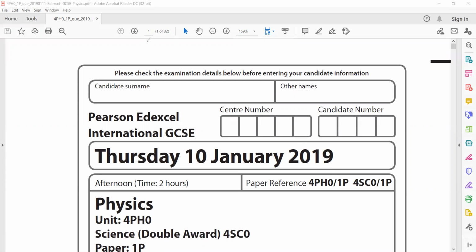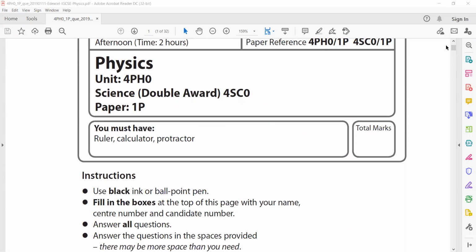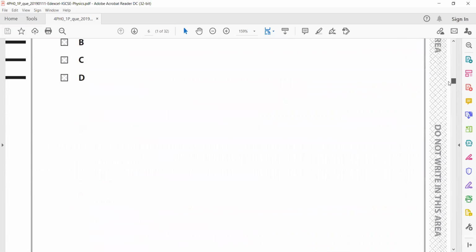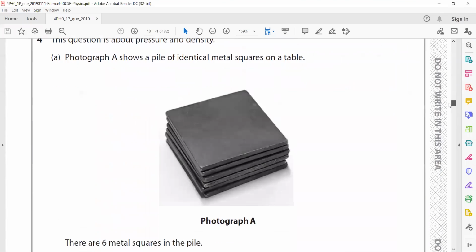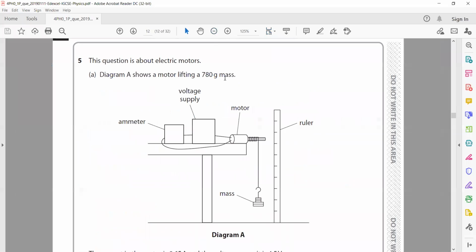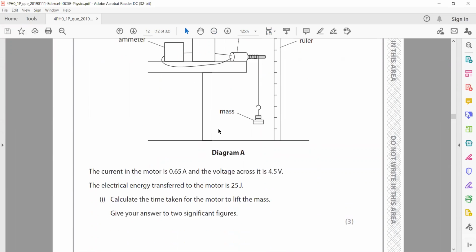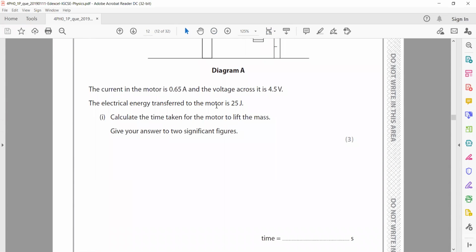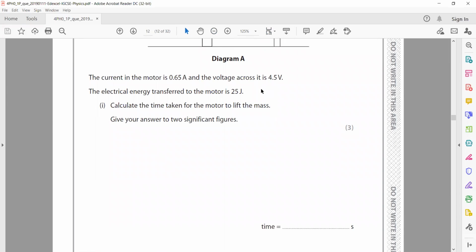IGCSE Physics, January 2019, paper 1P. In this session, I'll discuss question 5 and 6 with you. This question is about electric motors. The diagram A shows a motor lifting a 780 gram mass. The current in the motor is 0.65 ampere. The voltage is 4.5 volt, and the electrical energy is 25 joules. Calculate the time taken for the motor to lift this mass.